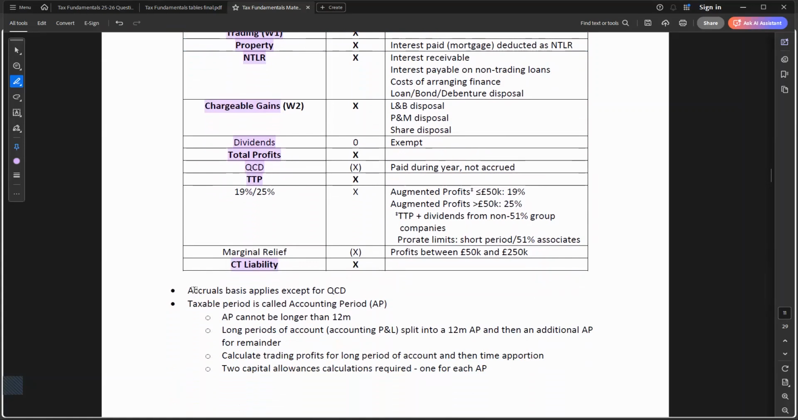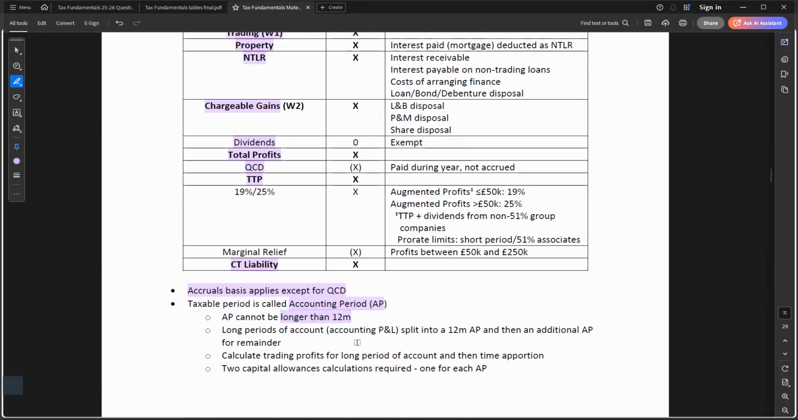So a few key points to note down here. The accruals basis applies except for qualifying charitable donations, so there's no cash basis for corporation tax for companies. They need to use the accruals basis. And the taxable period is called an accounting period. And the accounting period for tax purposes cannot be longer than 12 months.